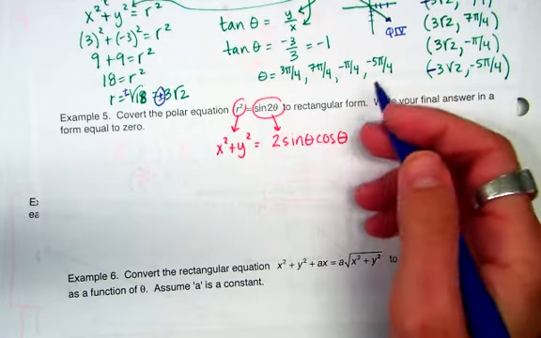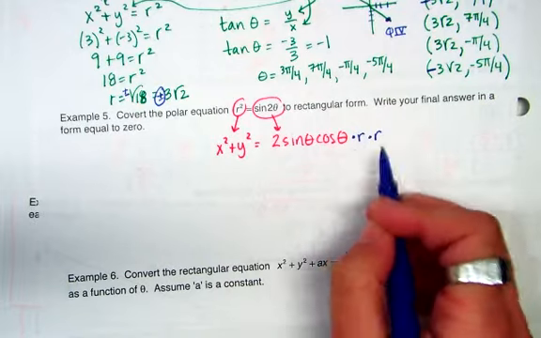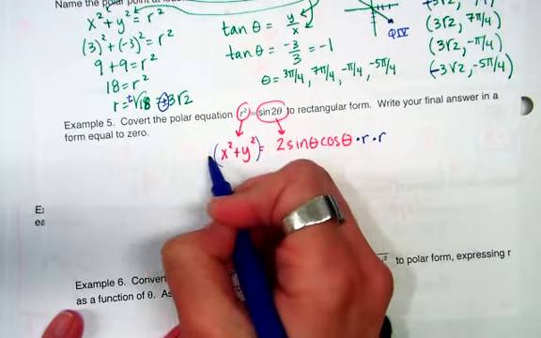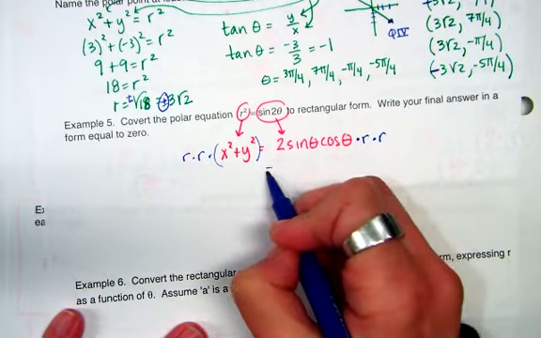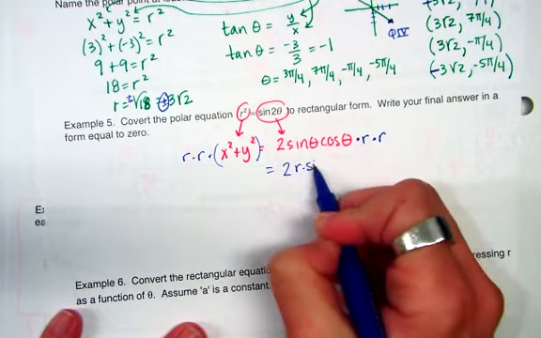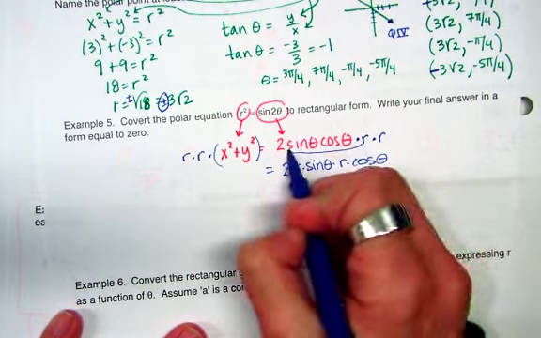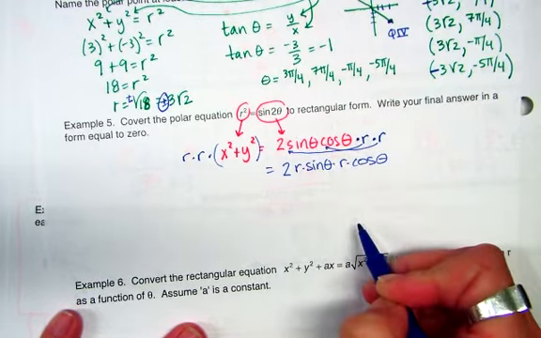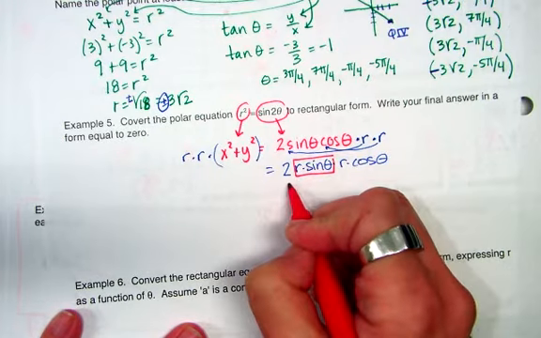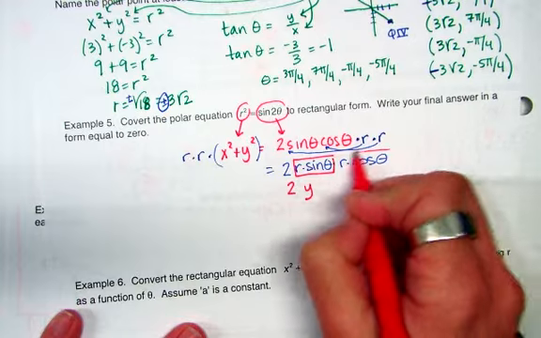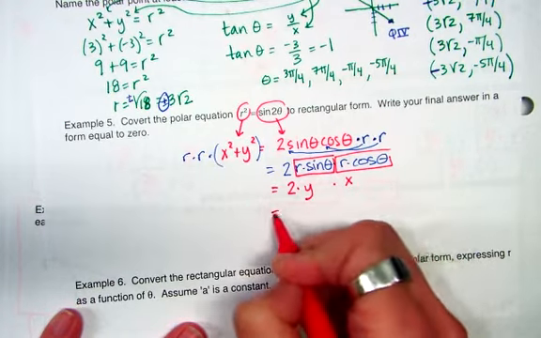So how do I do that? Well, I just multiply by an r and by an r. And if I do something to the right of an equation, then I have to do it to the left of the equation. And I'm just going to rearrange stuff over here, so I'll have 2r sine theta times r cosine theta. Because now r sine theta is equal to y, and r cosine theta is equal to x. So on the right, I have 2xy.